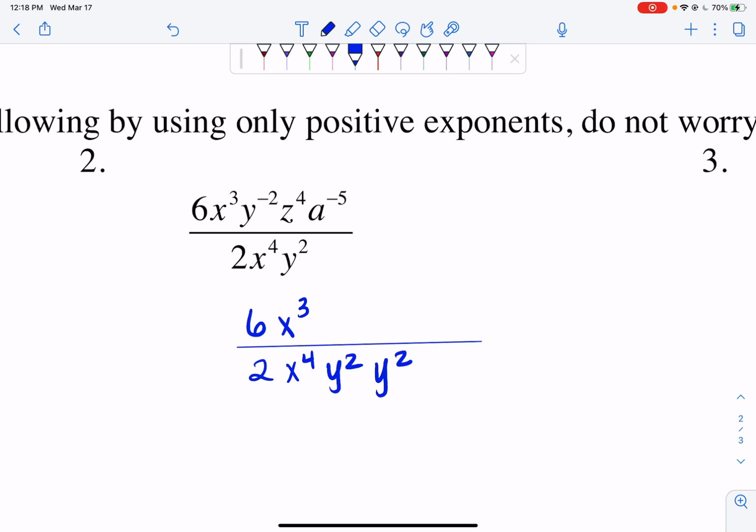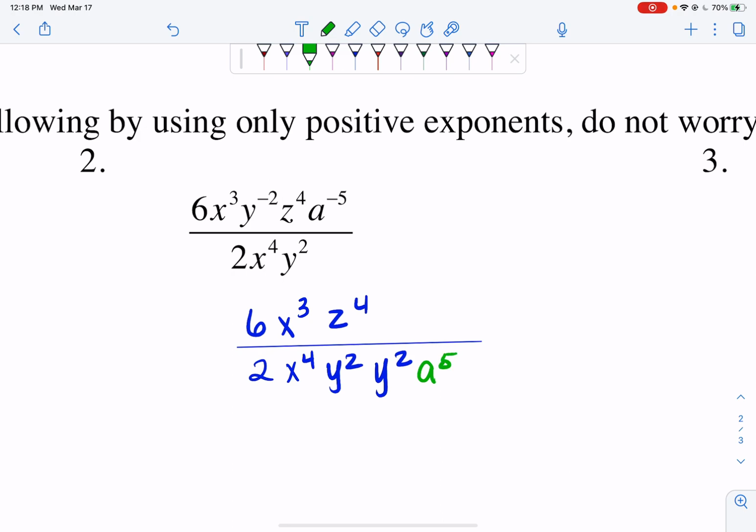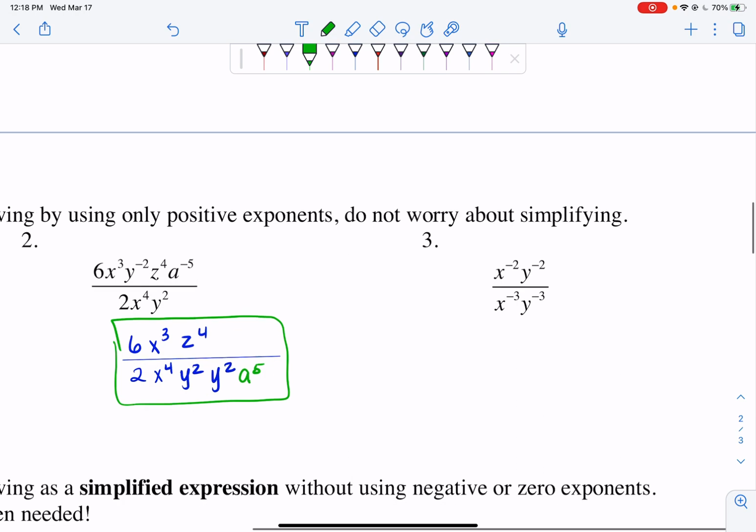I like where my z to the 4th is. I don't like where my a is, so I'm going to bring that a to the negative 5 downstairs. And that'd be our final answer. Now let's go on to the next one.